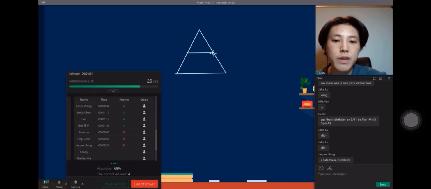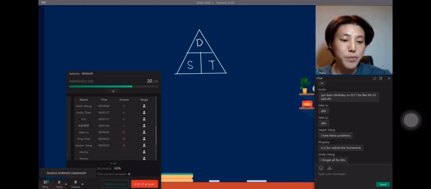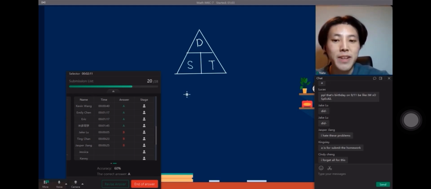At the top of the pyramid, we're going to have distance, and we're going to have speed, and we're going to have time. As long as you remember this relationship, you will never forget how to solve the distance problem. It's going to be quite simple. So how do you use this pyramid?